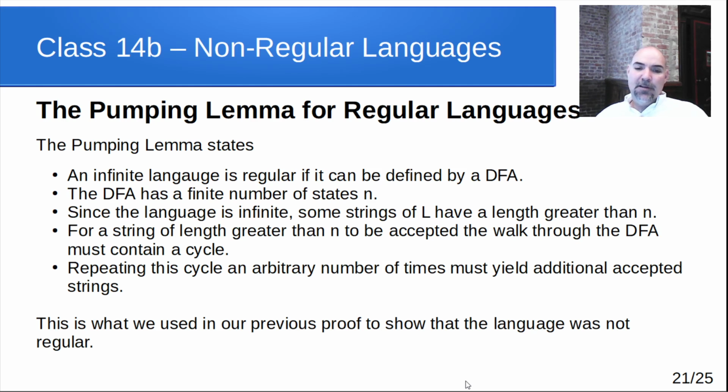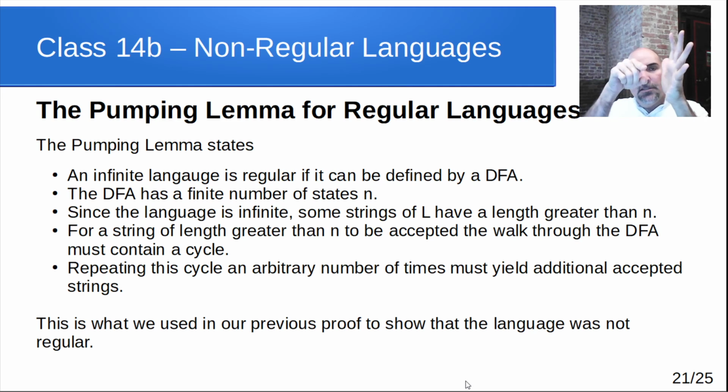And for a string of length greater than n to be accepted, the walk through the DFA has to contain a cycle. And then by repeating that cycle an arbitrary number of times, we can yield additional accepted strings. That's the pumping part. So we basically say, here's a path from a start state to a final state. Along that path, there has to be a cycle if it's an infinite language. And I could repeat that cycle to get more and more characters in the string, to get additional strings that have to be in our language. So think about that as pumping the length of the string up.